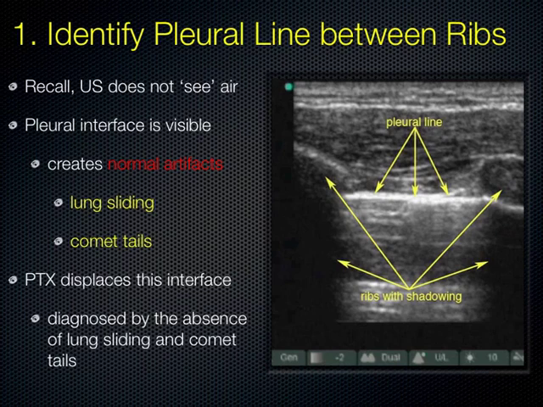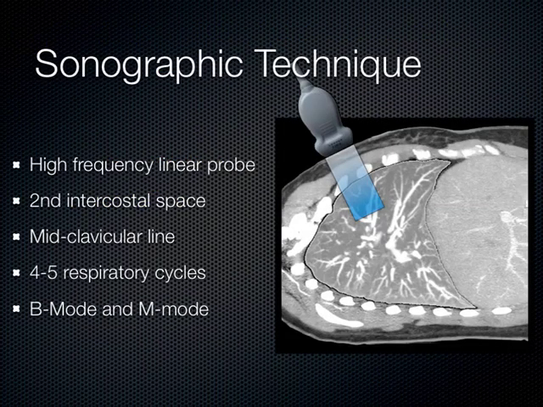When you have a pneumothorax, this interface is obliterated. Essentially, you will have the parietal pleural line, but you will not see the motion of the visceral at the parietal line. So again, you use your high-frequency probe. You place it in a craniocaudal, sagittal orientation, starting at the second intercostal space, using the mid-clavicular line. You watch through several modes of breathing. And you get this image in your picture, the pleural interface and the two ribs, and you're looking for the lung to slide back and forth as you breathe.